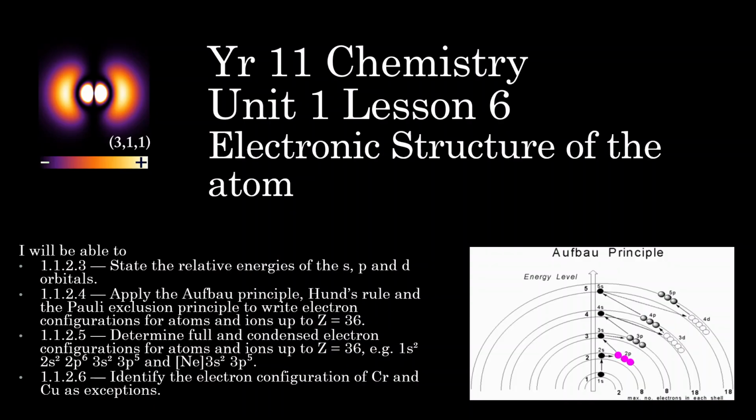Then we're going to look at two exceptions to the electron configuration rule, or exceptions to the Aufbau principle, I suppose.